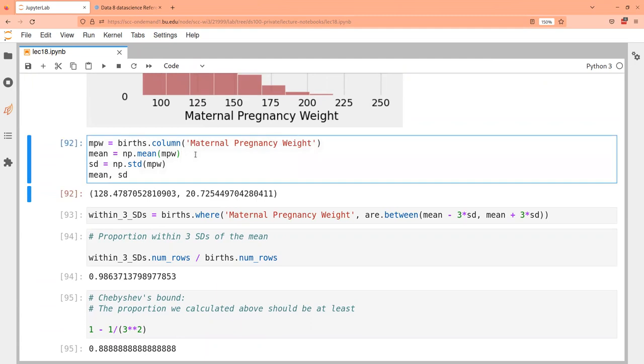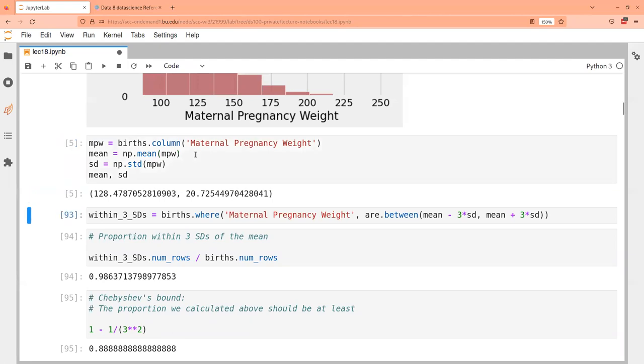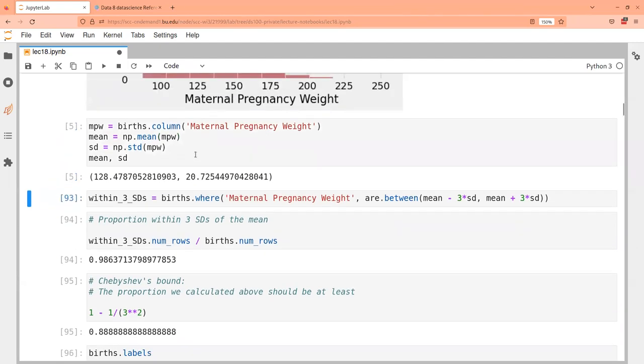And so what we want to do is we're kind of exploring. Let's look at this maternal pregnancy weight. Can we say, the weight of the mother, is there anything interesting in there? And the first thing I want to point out here is that, well, we grab the column.